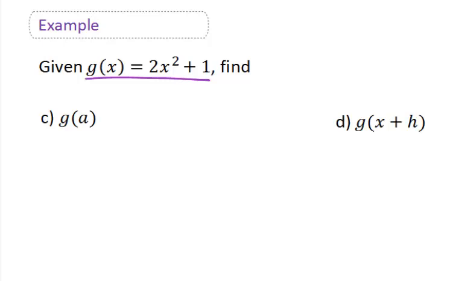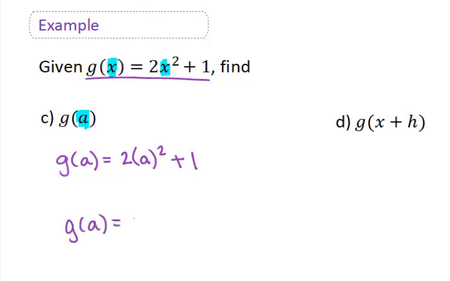So all we do again is we substitute in A every time we see our variable in the original problem. So that gives us G of A is equal to 2 times A squared plus 1. And that's pretty much all we have to do on this function here. Since we cannot simplify, then we cannot work anything out farther. The only thing I can do is remove those parentheses. So my final answer here is G of A equals 2A squared plus 1.